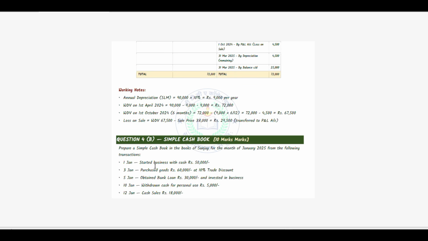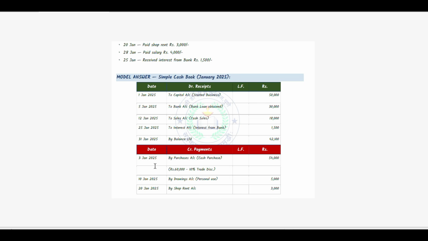Then 12th January, cash sales of 18,000 rupees. Next, 20th January, paid shop rent 3,000 rupees. 20th January, paid salary 4,000 rupees. 25th January, received interest from bank, that is 1,500 rupees.